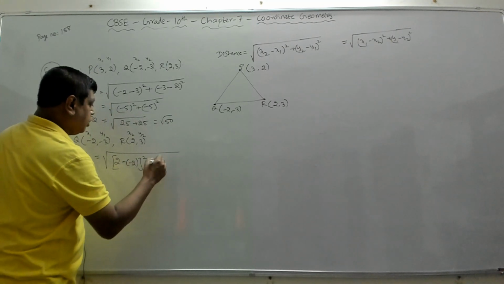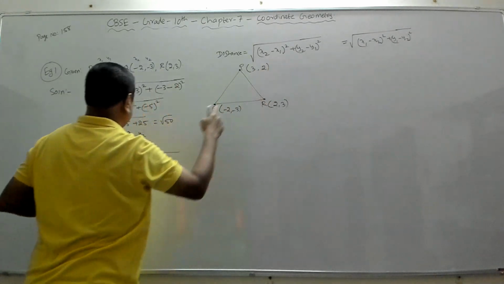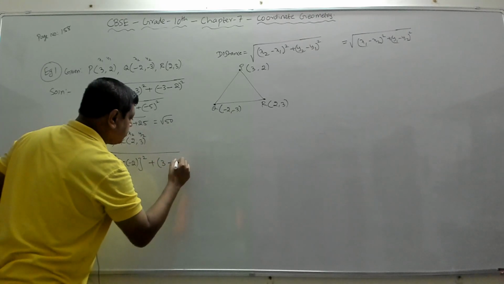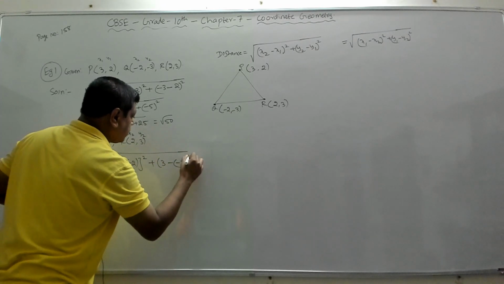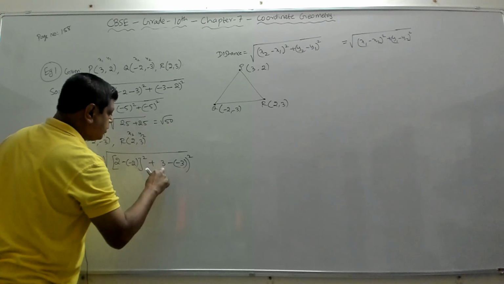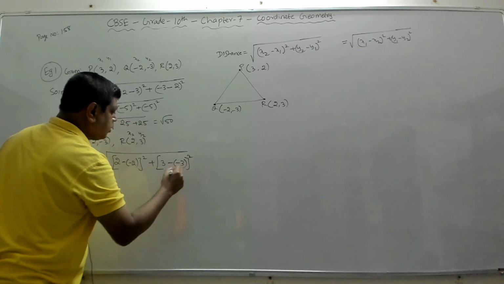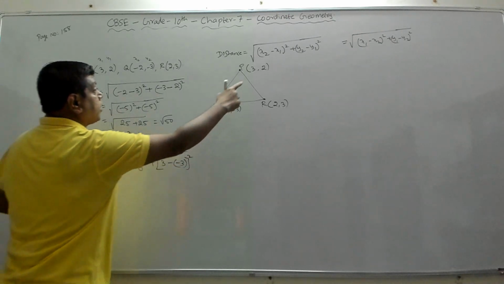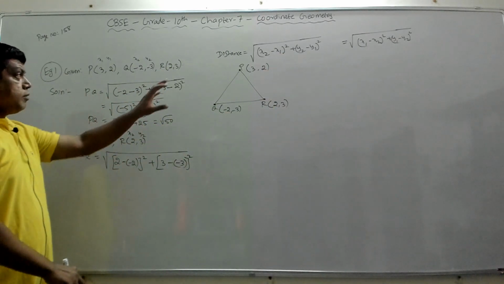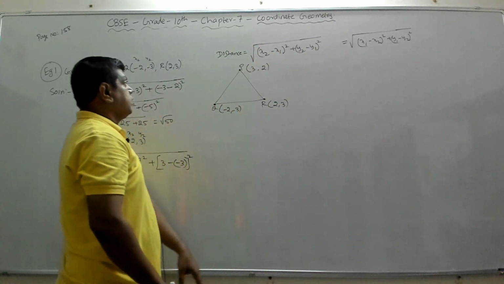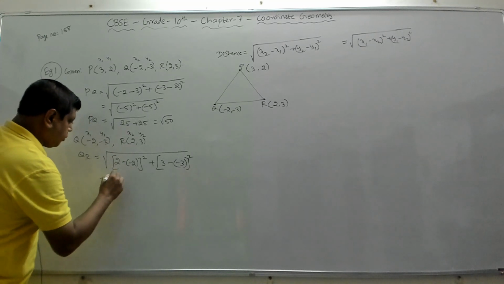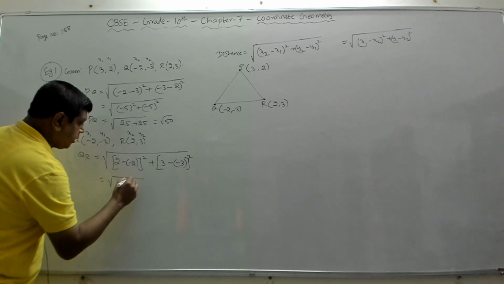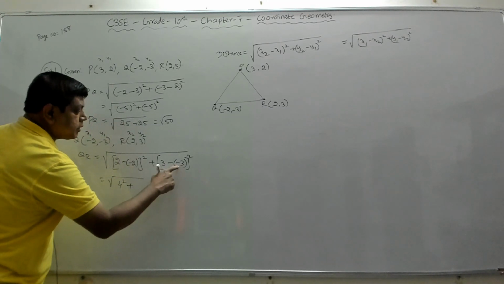Then plus y2 minus y1. y2 is 3 minus y1. y1 is minus 3. So minus of minus 3 the whole square. Right? So y2, which is 3 minus y1 is minus 3 the whole square. We are substituting this formula. So this is our distance formula between 2 points. So that is equal to square root of 2 plus 2, 2 plus 2 is 4 square plus 3 minus into minus plus 3.